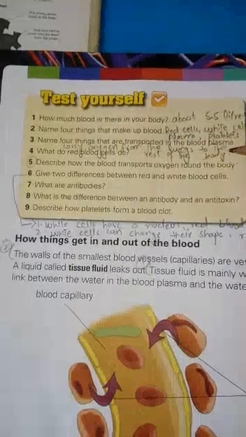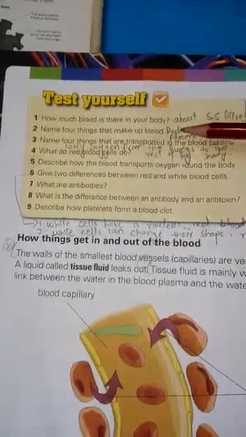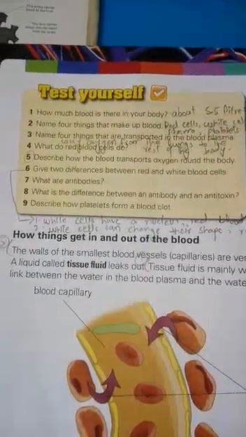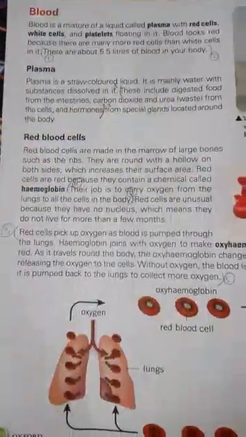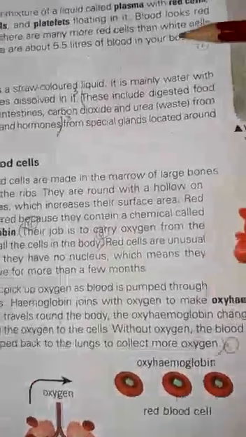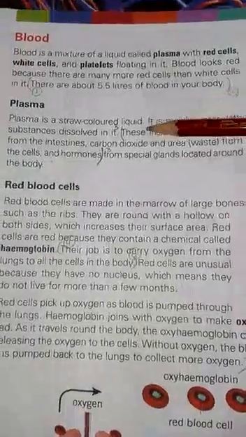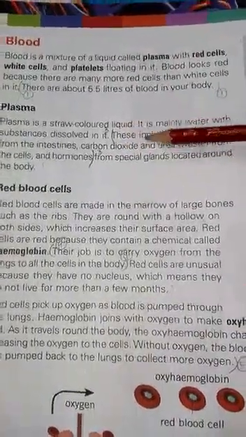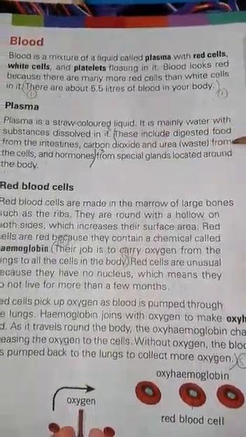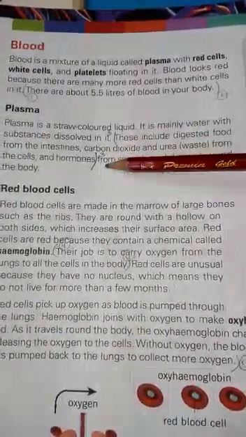Next is question number 3. Name 4 things that are transported in the blood plasma. The answer of question number 3 would be on page number 138. It will start from here. These include digested food from the intestines, carbon dioxide and urea from the cells, and hormones. So this is the answer of question number 3.